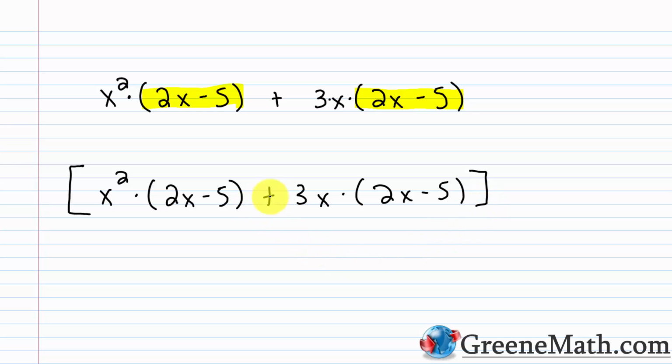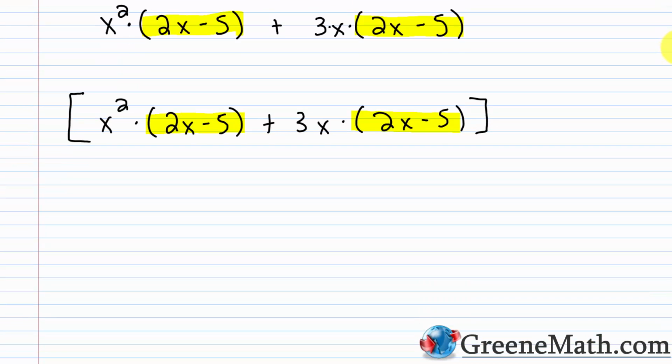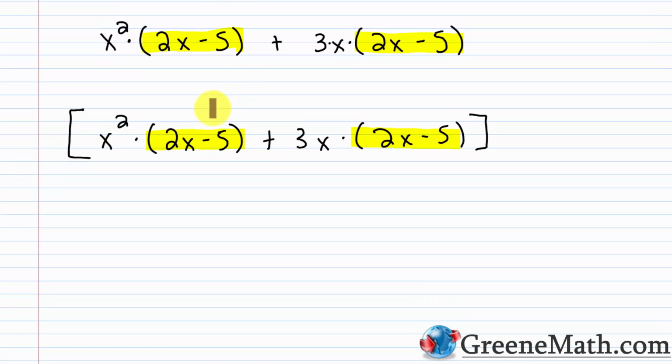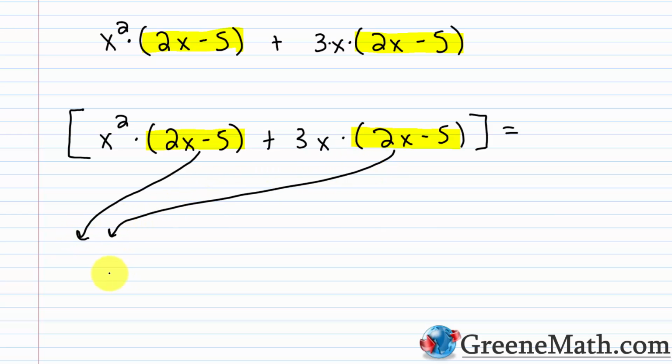Now, if I was to pull this out of the brackets, let me scroll down and visually show that to you. Let's say I drag this down here and pull it out. So I'd have 2x minus 5 out in front of the brackets now. What's going to be left in each case? Well, I've pulled this out from here, so it's not there.